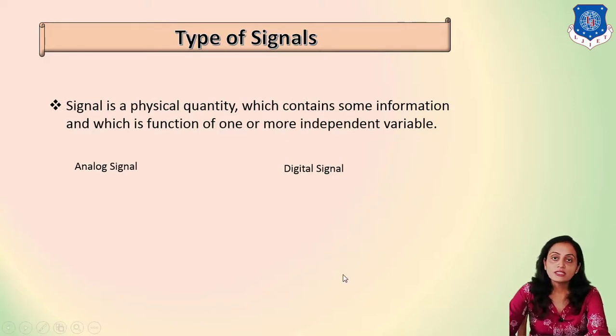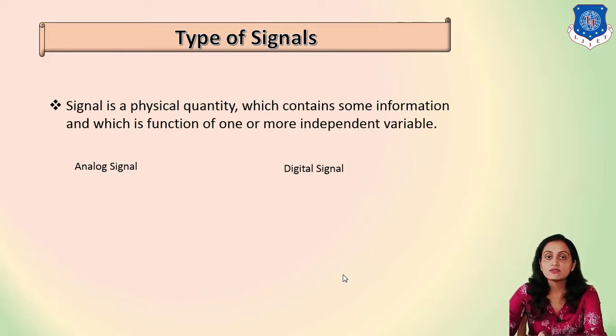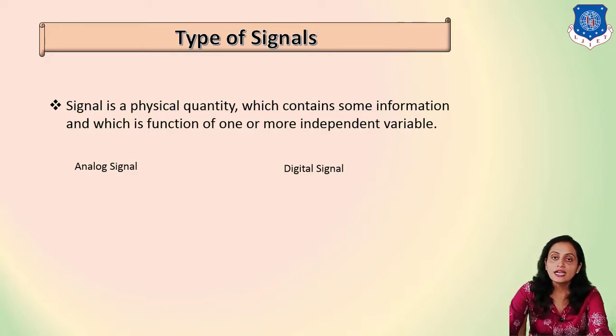Now let us begin with the signal. What is signal? The signal is a physical quantity which contains some information and which is a function of one or more independent variables. So we have some quantity which is a function of one or more variables, and that is nothing but the signal. For example, let us consider the sinusoidal signal.